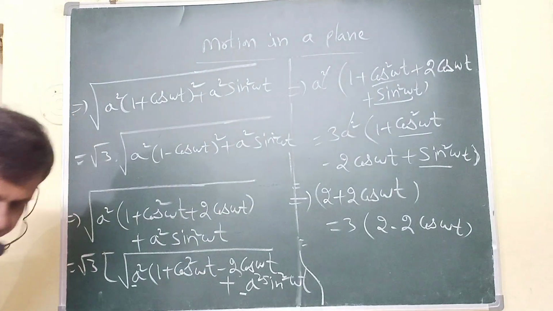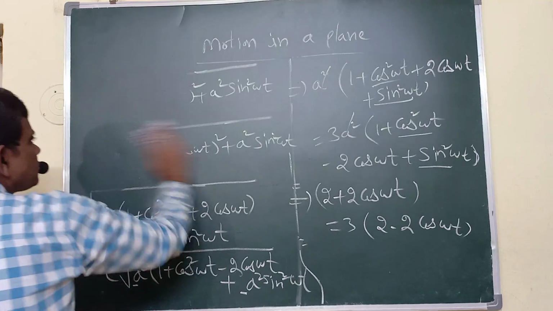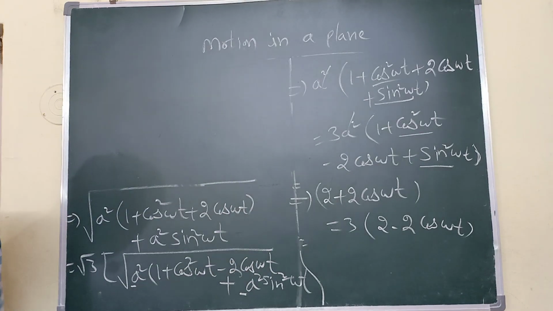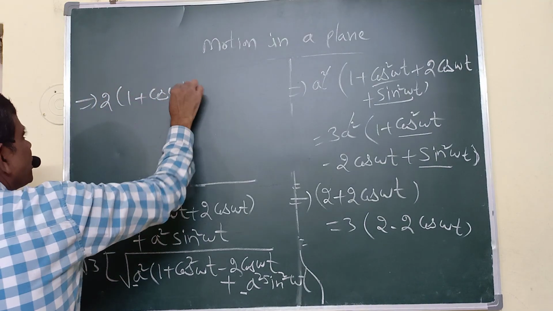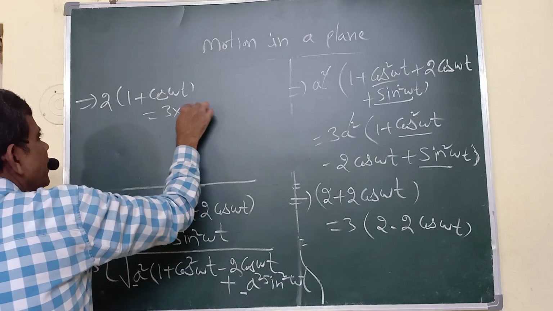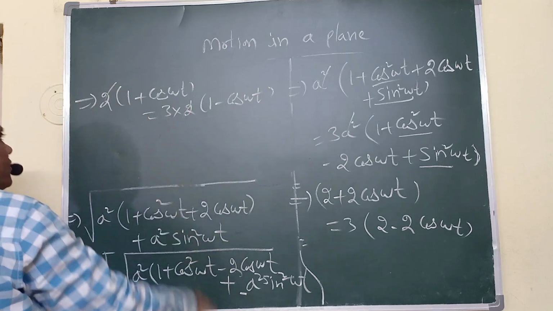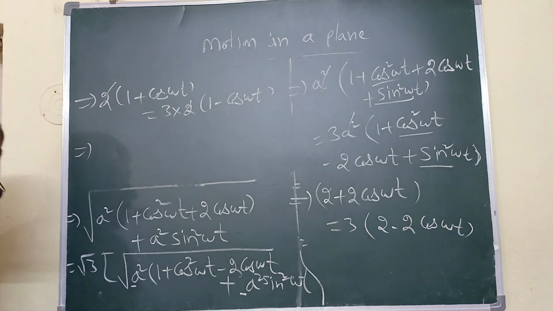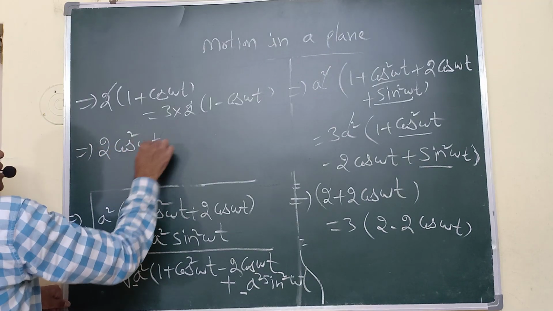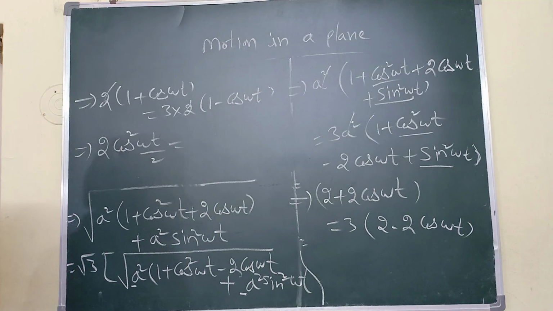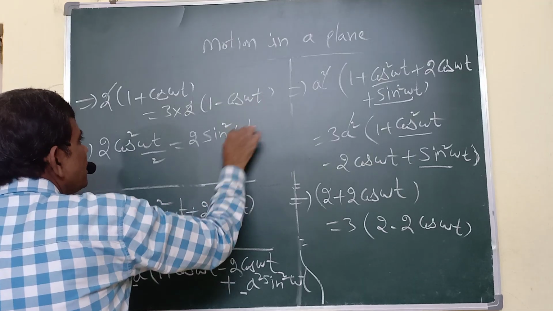Again I am taking 2 common. Now you take 2 common. Now what I am getting? 1 plus cos omega t equals 3 into, again taking 2 common, 1 minus cos omega t. This 2 cancels. 1 plus cos theta is 2 cos square theta by 2 formula, so 2 cos square omega t by 2. 1 minus cos theta is 2 sin square theta by 2, so 2 sin square omega t by 2.